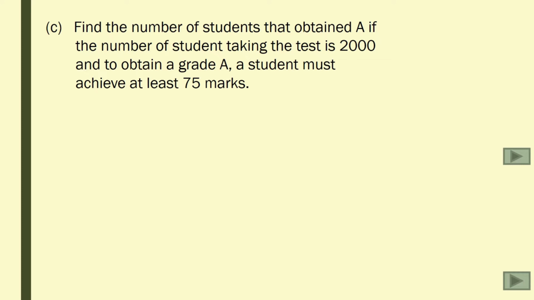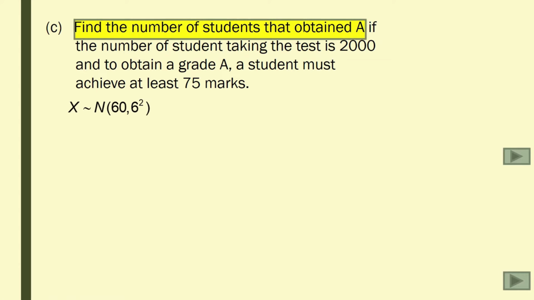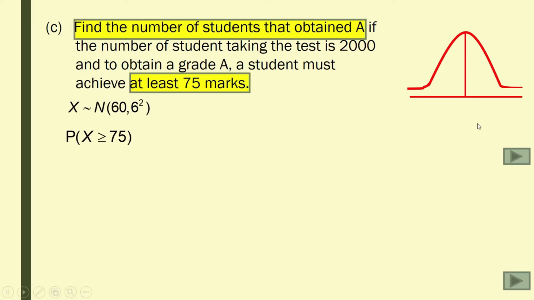Part C. Find the number of students that obtain A if the number of students taking the test is 2,000, and to obtain a grade A a student must achieve at least 75 marks. So we write in a mathematical equation: P(X greater than or equal to 75). We draw the X distribution with mean 60, and we draw the line at 75, and we sketch the area that is greater than 75.